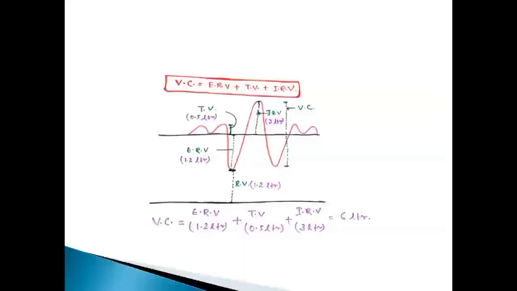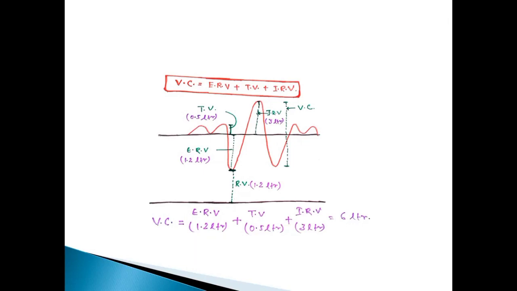Okay. So see this diagram. Tidal volume, what is tidal volume? Tidal volume is the volume of air you are inhaling or exhaling in one respiratory cycle. Okay. Then what is expiratory reserve volume? That is the volume of air that you are forcefully exhaling after a normal resting expiration. And then inspiratory reserve volume, the volume of air you are forcefully inhaling after the tidal volume. Okay. And vital capacity is the sum of TV plus ERV plus IRV.